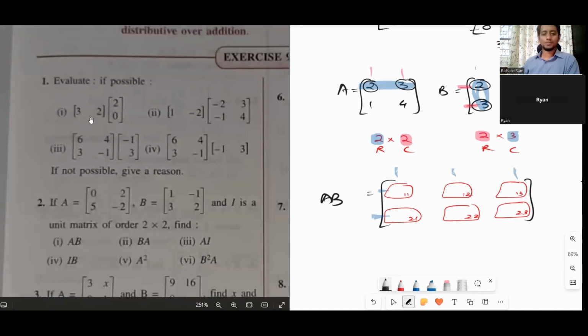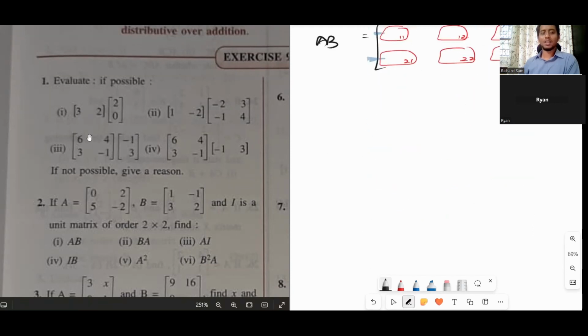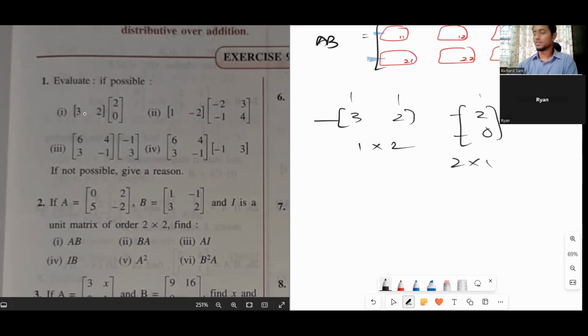Evaluate if possible. Okay. So what is the order of this first matrix? 3, 2. It has one row and two columns. That means 1 by 2. And the other matrix, 2, 0, it's 2 by 1. Right. So 2 and 2 are matching. So we can multiply. So you have to first check that.